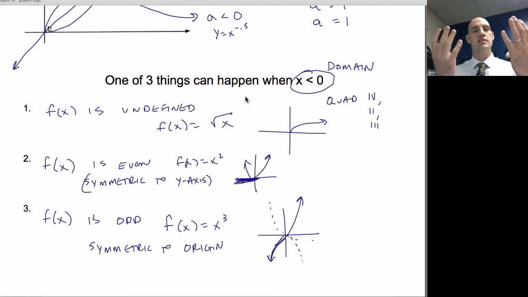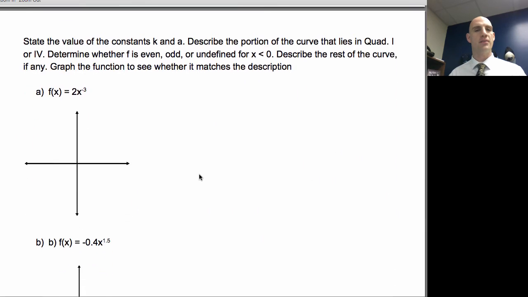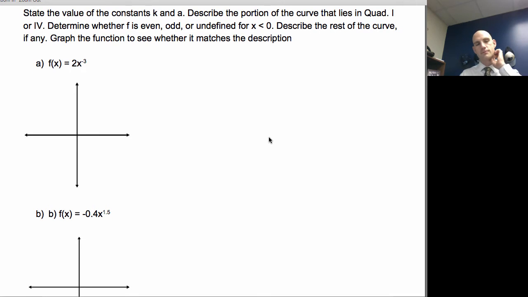So what you're going to see is everything is either non-existent or it's a reflection, which is cool for us because it helps us to know end behavior. Let's do one more example. State the value of the constants k and a. Describe the portion of the curve that lies in quadrant 1 or 4. Determine whether f is even, odd, or undefined for x is less than 0. Describe the rest of the curve, if any. Graph the curve to see whether it matches the description.